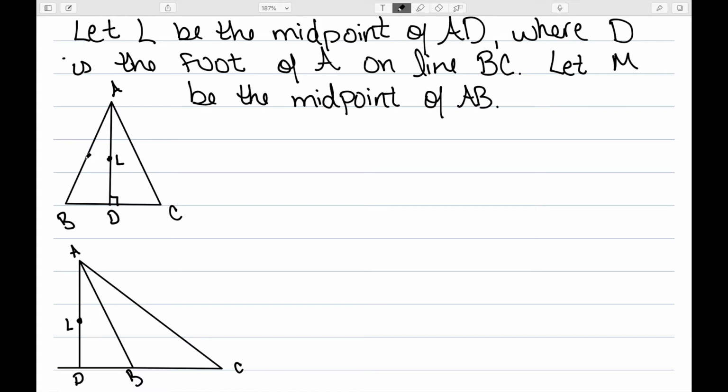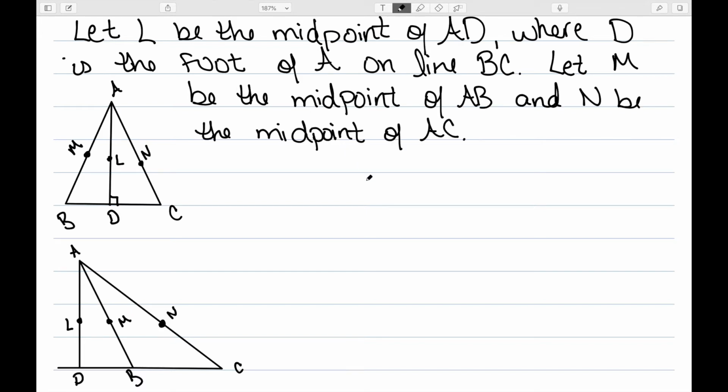I'm also going to let M be the midpoint of segment AB. So here are my two values for M. I'm also going to let N be the midpoint of segment AC.